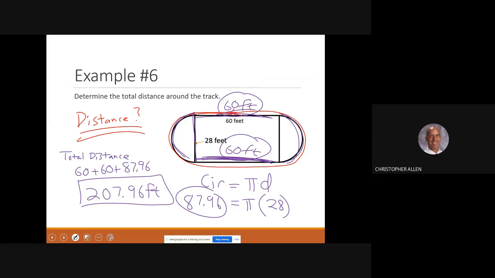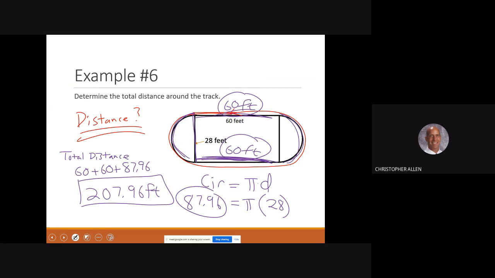And guys, I don't even know if that's actually probably a very small track. I kind of just made these numbers up. So 60 feet's not very far away to run. So we got 208 feet to run around this track. A mile is what, 5,280? So not anywhere close to that. I don't know if that's a legal track size.